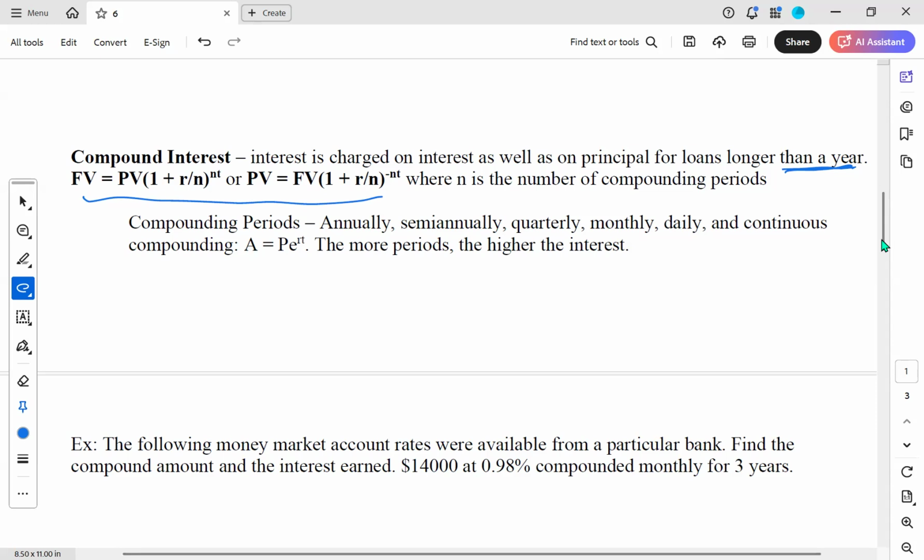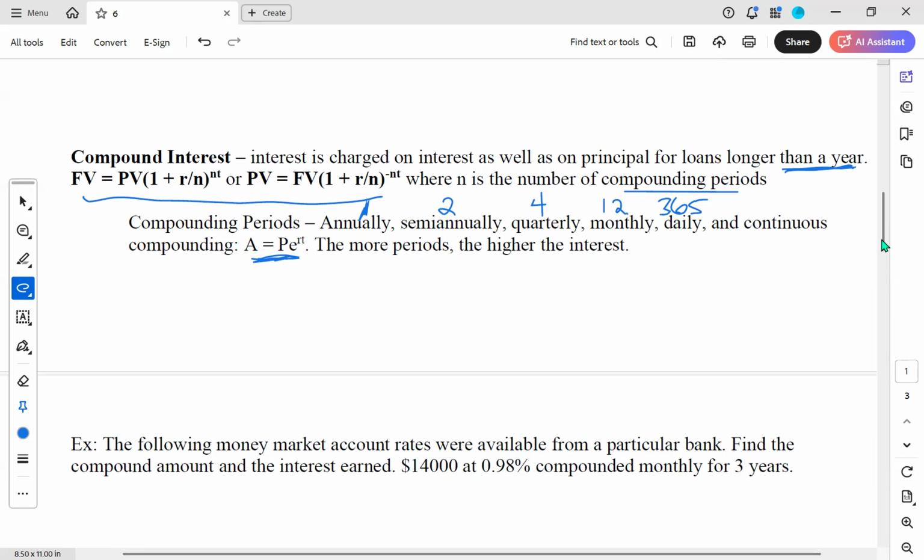So we need to know about compounding periods because N is a new letter for us. N is representing the compounding periods. So we've got a couple of different compounding periods here. We have annually, which occurs 1 time a year, semi-annually, which occurs twice a year, quarterly, which is 4 times a year, monthly, which is 12 times a year, daily, which is 365 times a year, and then continuous compound, you use this formula here. If you have more periods, then you get charged more interest.